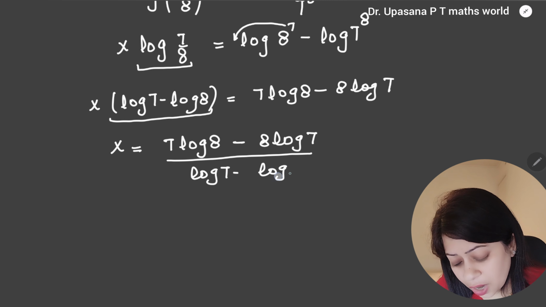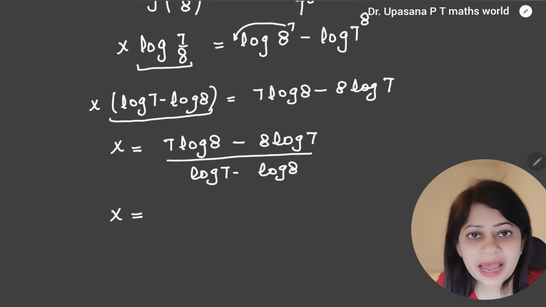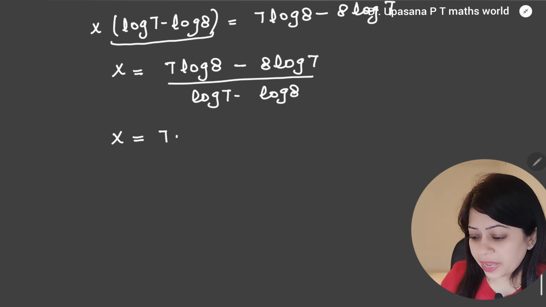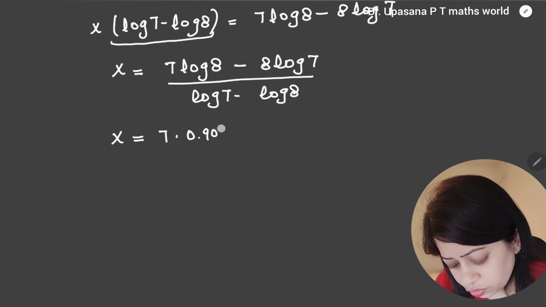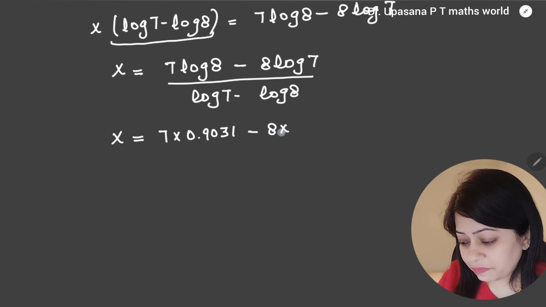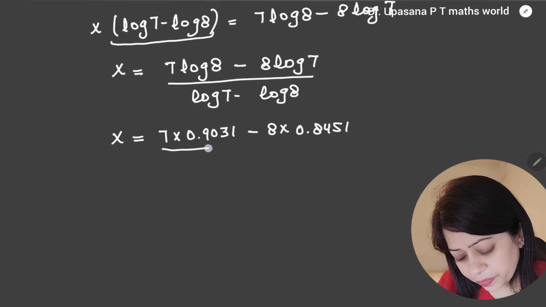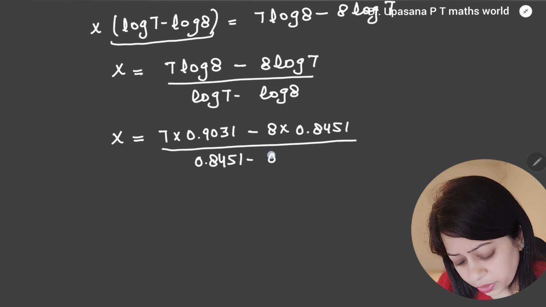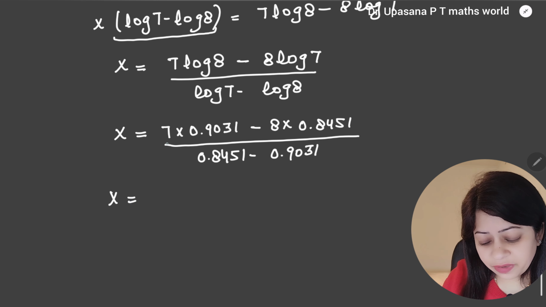Now we need to see the log table for finding out the values of log 8 and log 7. What is log 8? I will see the log table now, and log 8 is equal to 0.9031. I will write it as multiply here. Minus 8 multiply log 7, which is 0.8451, by 0.8451 minus 0.9031, right? So now you need to multiply 7 with this.